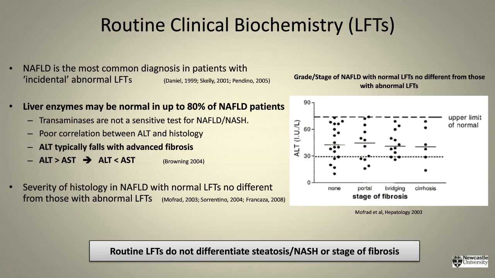Interestingly, what's not on here is if you were to juxtapose AST, it actually rises over time, such that by the time you're at bridging fibrosis, the AST to ALT ratio is 1. And that is an independent predictor of advanced liver disease. In fact, it's one of the best predictors that we have.